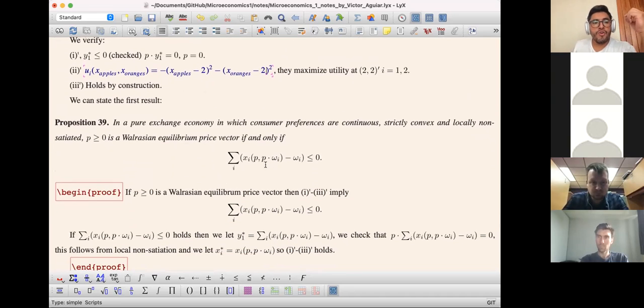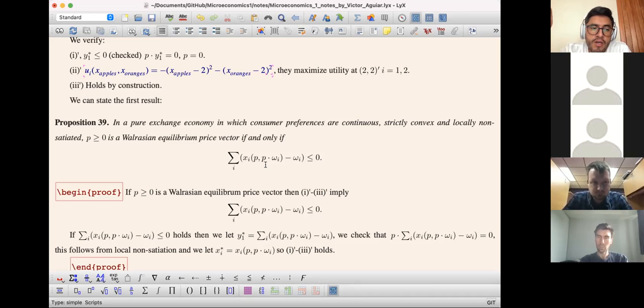Now, I'm going to make the first proposition and proof of this chapter. So in a pure exchange economy in which consumers' preferences are continuous, strictly convex, and locally non-satiated, prices that are weakly positive are a Walrasian equilibrium price vector if and only if the summation of all individual demands for all individuals i to capital I is less than or equal to the summation of endowments.